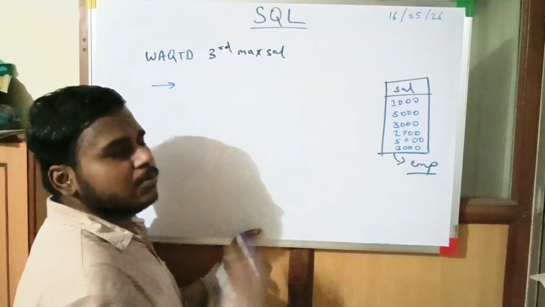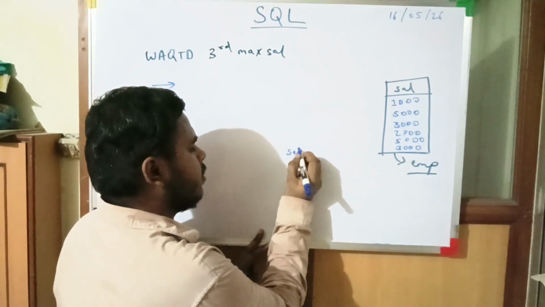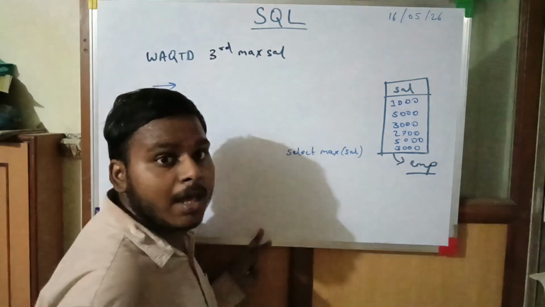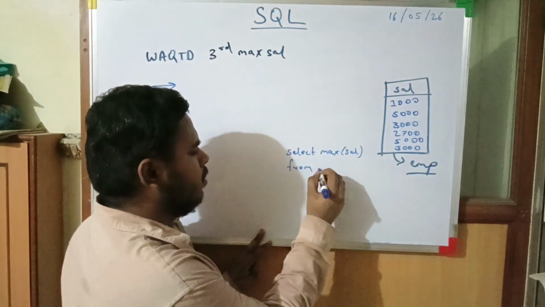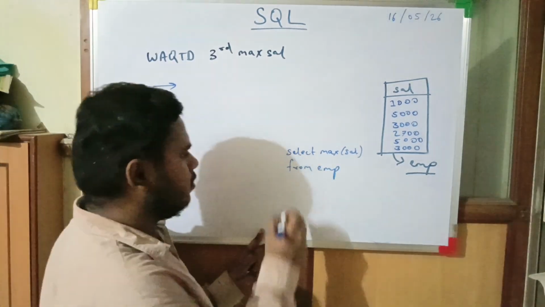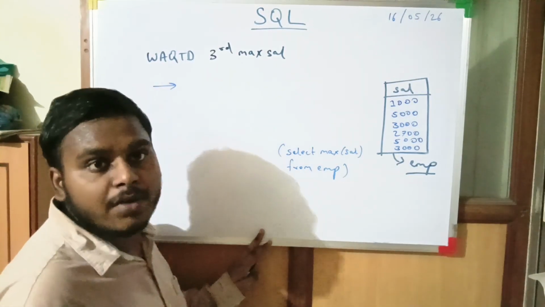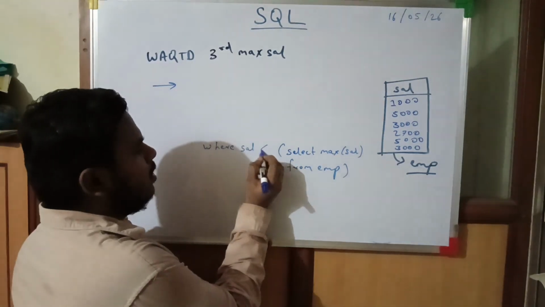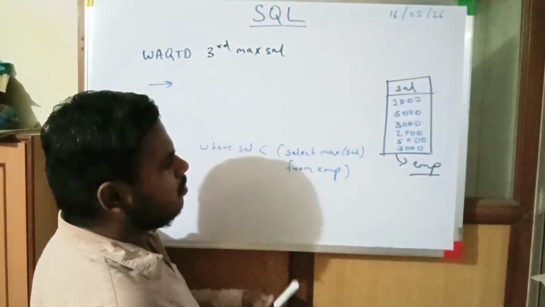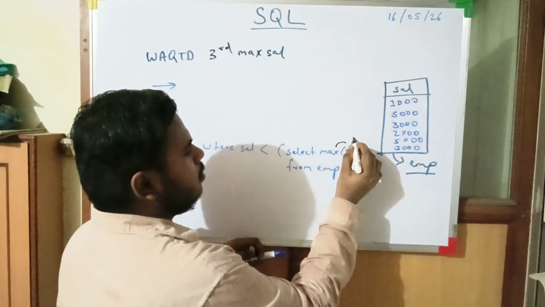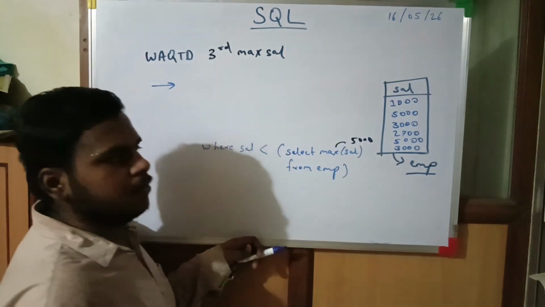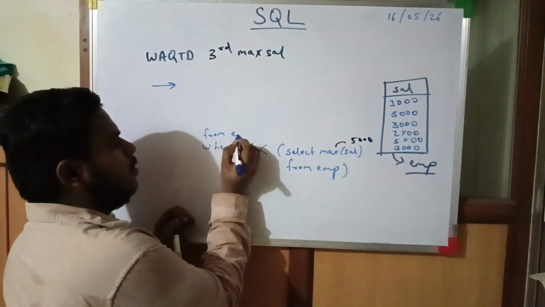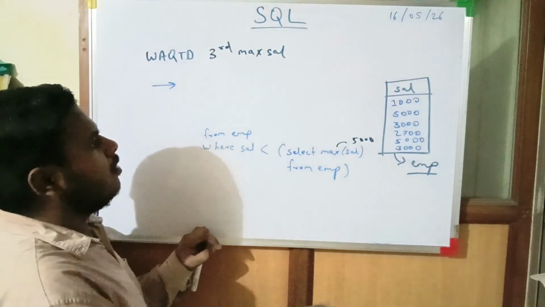First, what will I find? Maximum salary. Okay, so I will write select max of sal from EMP. Just need to get the maximum salary. Now, to filter out, the salary should be where salary should be less than the maximum salary. Here, the maximum salary was 5000. Now, from which table am I taking? From EMP.